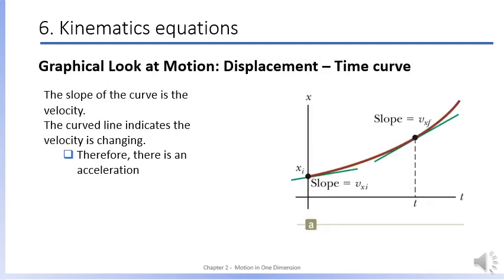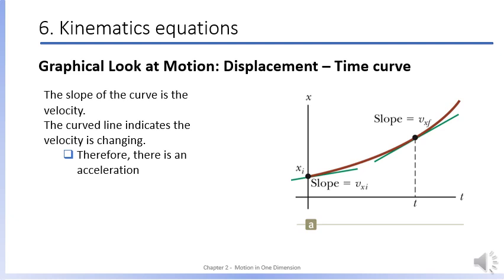If you have an exercise and you don't have any information about time, you can use this equation. If we have a graphical look at a motion, so if we are representing a displacement time curve, the slope of the curve is the velocity, as you know. The slope at xi will be the initial velocity, and the slope at xf will give us the final velocity.